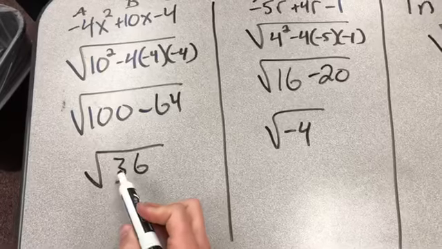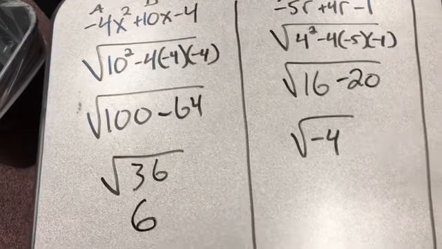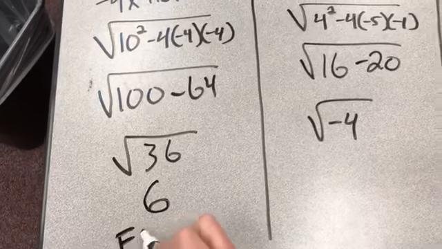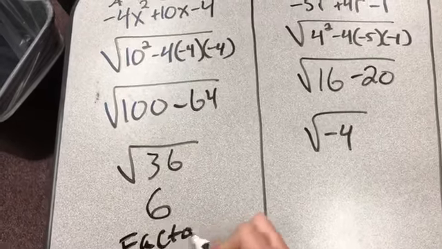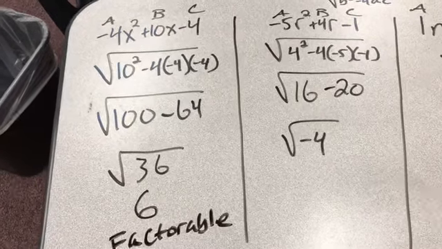The square root of 36. We know that the square root of 36 is a perfect square because 6 times 6 is 36. If you can take the square root and get a perfect whole number, we know that that quadratic above is factorable. And so you must factor it to find the solutions if that pops up in your math.